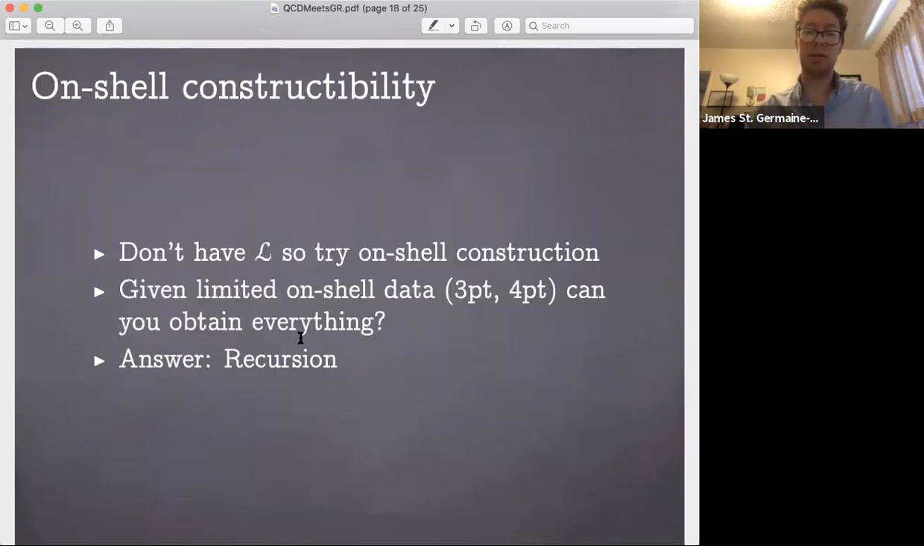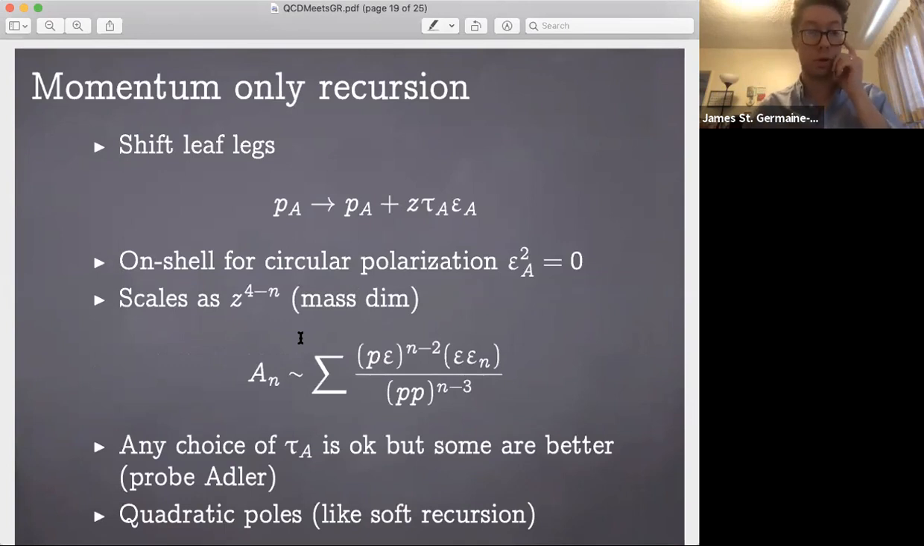Okay, since there isn't really an action containing only the fluid degrees of freedom, you might look for some on-shell construction of the theory. So, given some small amount of seed data, like 3 and 4-point, can you construct the entire theory? And of course, the way to automate this is with recursion. So I'm going to show 2 recursion relations. The first one, you shift all of the leaf leg momenta by their polarization vectors. And so long as you work with circularly polarized, not gluons, but fluid particles, this will maintain the on-shell conditions.